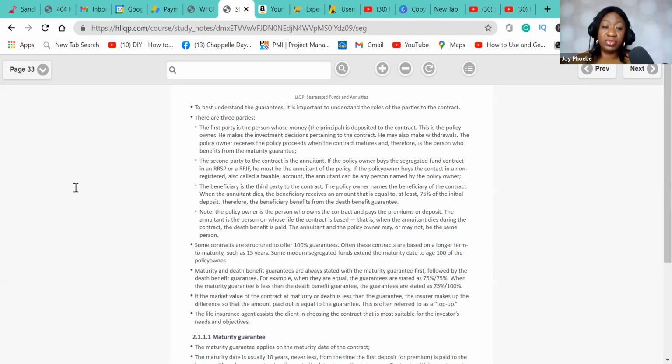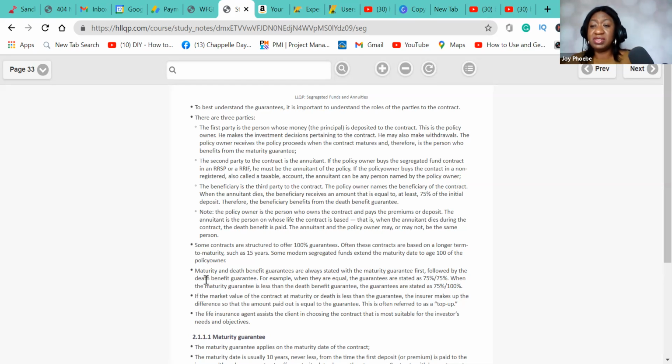And this is applicable to both registered and non-registered plans, such that if the annuitant, that is the person that's supposed to be taking the money out, happens to pass away, then the beneficiary receives the money. So we have the policy owner, the annuitant, and the beneficiary. And just bear in mind that the policy owner and the annuitant have to be the same in registered plans.